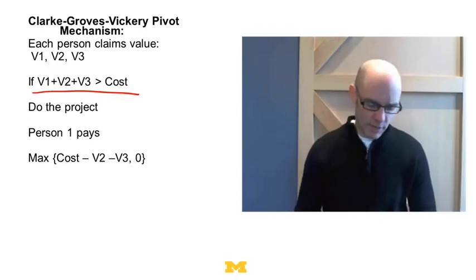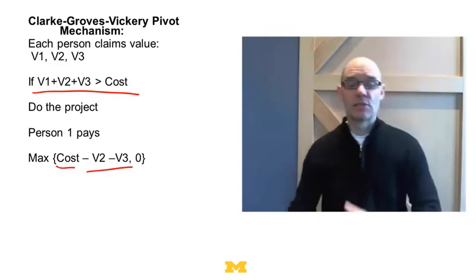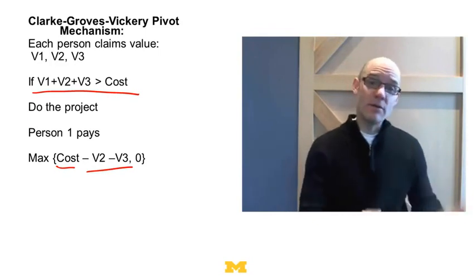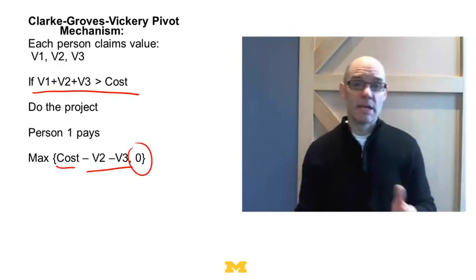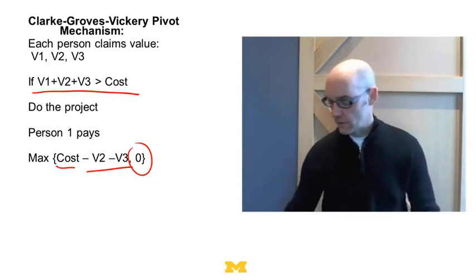Now how much do people pay? Well, person 1 is just going to pay the cost minus the bids of the other 2 people, the values of the other 2 people. Or if the values of the other 2 people are bigger than the cost, person 1 is going to pay nothing, because the project would be done without person 1 contributing anything. So that's it. That's all there is to the mechanism. Let's see how it works.